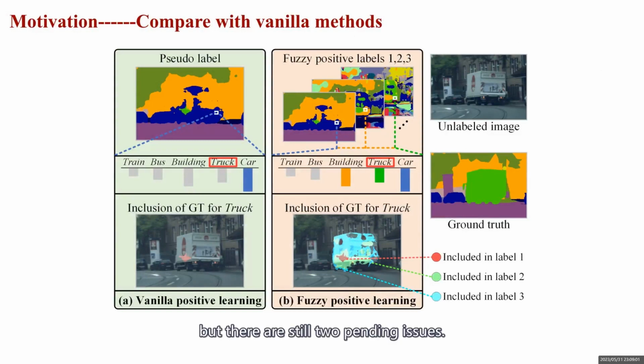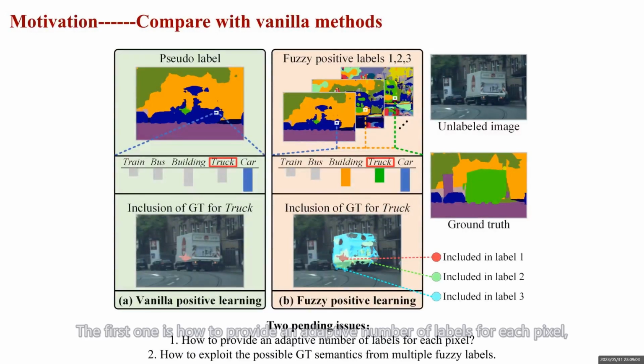But there are still two pending issues. The first one is how to provide an adaptive number of labels for each pixel. And the second is how to exploit the possible ground truth semantics from multiple fuzzy labels.